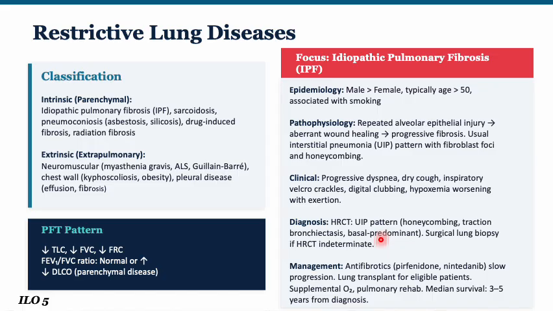So diagnosis is through a high resolution CT scan. You can see, again, like I said, the usual interstitial pneumonia pattern, which is the honeycombing and some traction. If you see this in a patient and they don't have any other diagnosis, it may be time to try to get some type of biopsy.